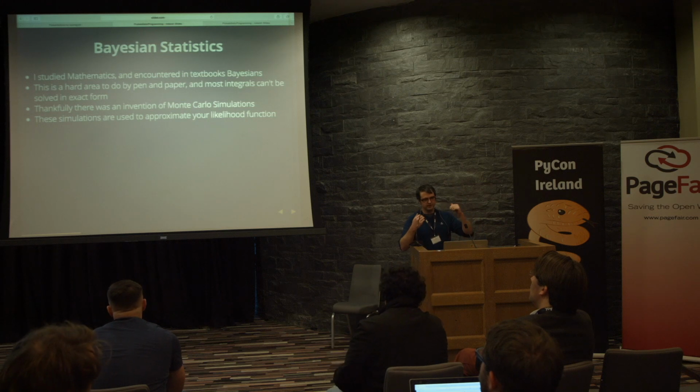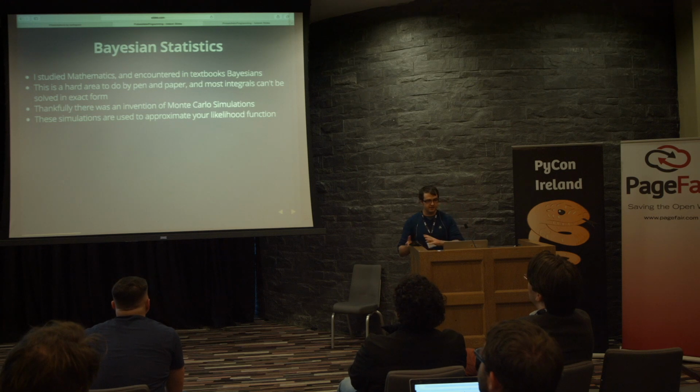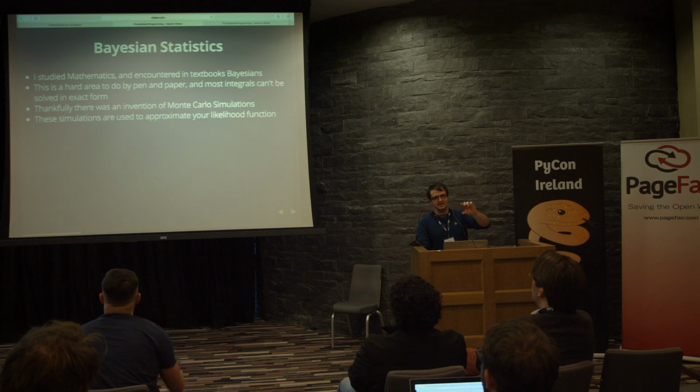So I studied mathematics. It's a hard area to do Bayesian statistics by pen and paper. Thankfully, there was the invention of Monte Carlo simulations, and these simulations are used to approximate your likelihood function. Now, I've introduced a little bit of notation here, but I'm going to explain this in the next couple of slides.